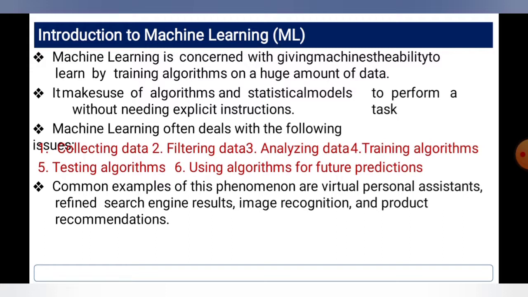Now the fourth one, training algorithms, and the fifth, training algorithms, come two times because one is training algorithms using ML and the other is training algorithms using AI. Common examples of this phenomenon are virtual personal assistants, refined search engine results, image recognition and product recommendation. This is the introduction to machine learning.